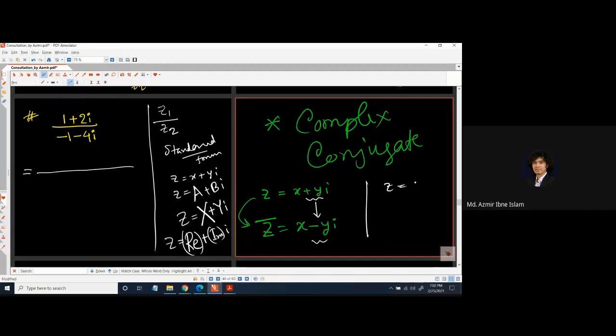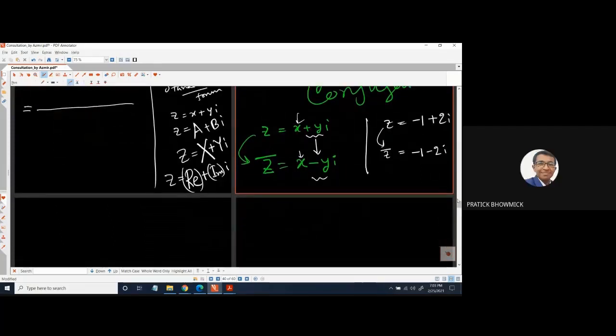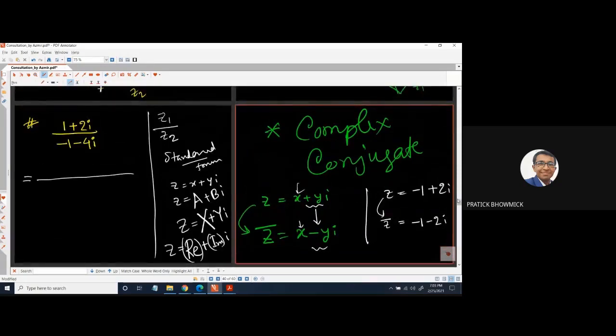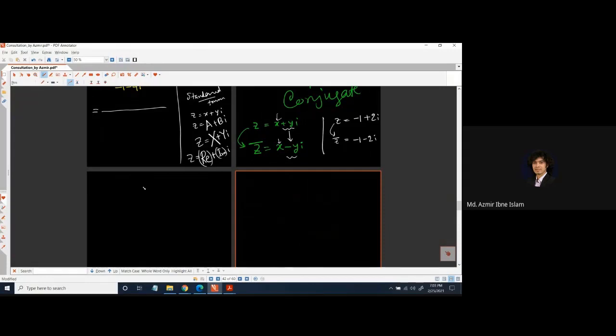Suppose you have Z equal to -1 plus 2i. If I ask you to find the conjugate of this number, it will be -1. The x part is the same, but the y part will change. That is, it will be -2i. I hope you have understood. Complex conjugate points will be vertically above and below each other. So how does it look geometrically?